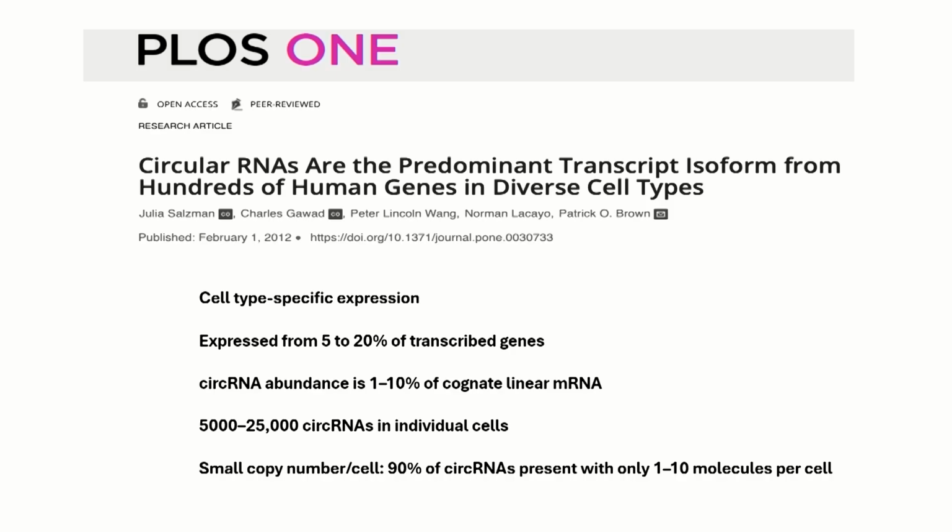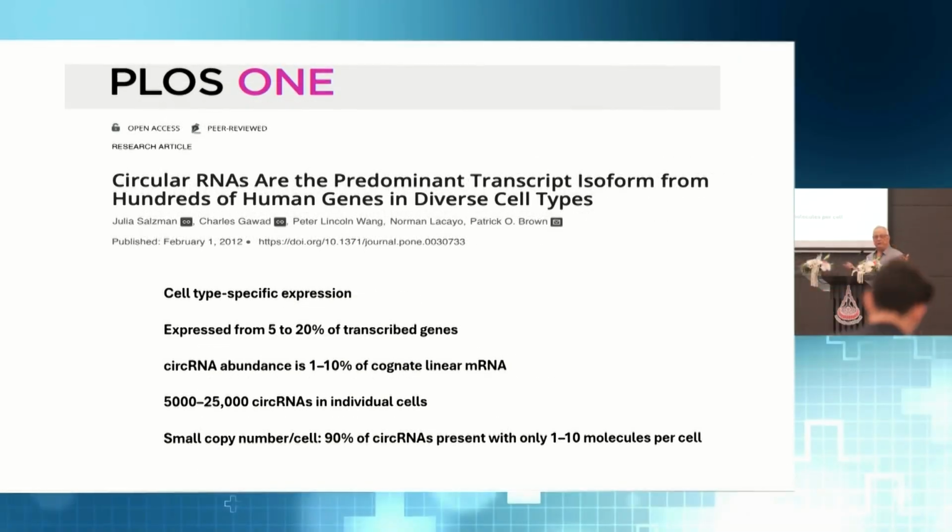The question is, are they really there in huge amounts? And we knew this finding that the answer is yes since 2012, when Julia Salzman, when she was in the lab of Patrick Brown at Stanford University, found that many hundreds and thousands of circular RNAs are made in human cells. They're cell type specific expressed. They are expressed from 5 to 20% of transcribed genes. They are 1 to 10% abundant, and there are about 20,000 circular RNAs in a single human cell.